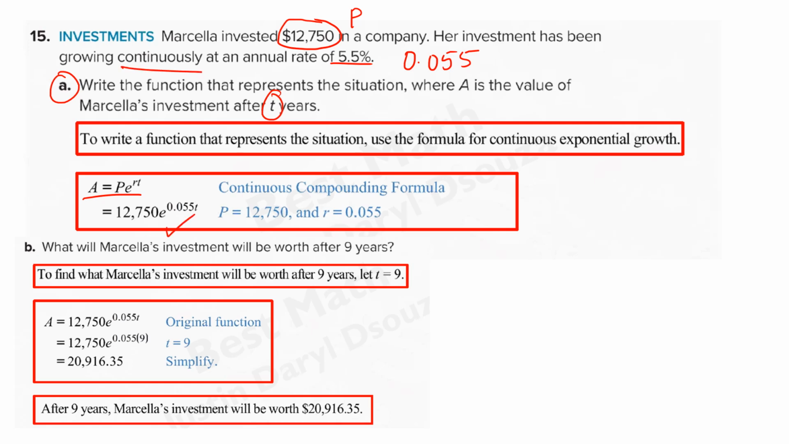For part B again, we are given the time. T is going to be 9 years. So in place of T, we replace the answer for part A with T equal to 9. Plug in, substitute, solve, use your calculator and simplify. So after 9 years, Marcela's investment will be worth $20,916.35. Okay, so let's move on further to the next question.